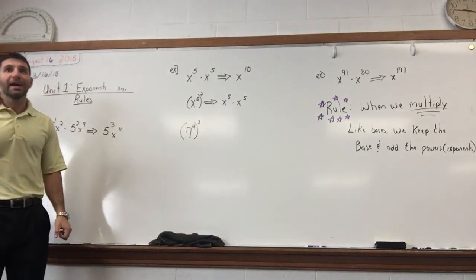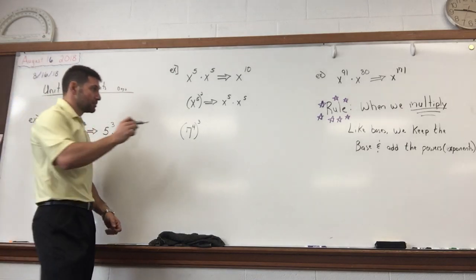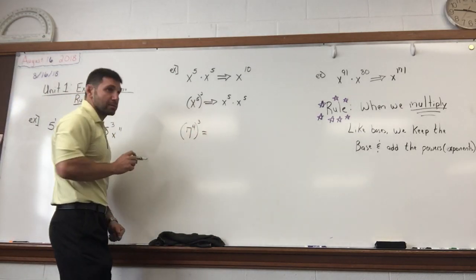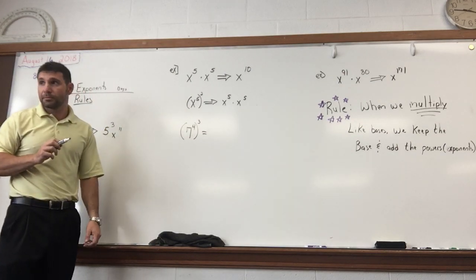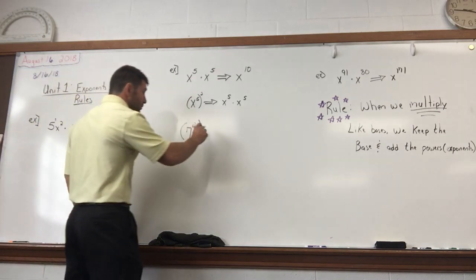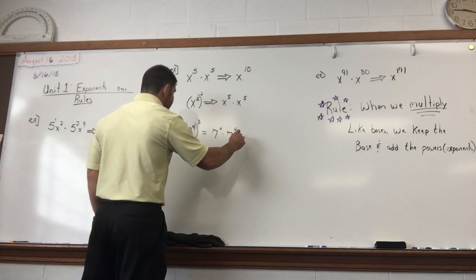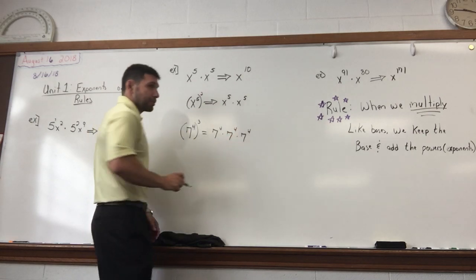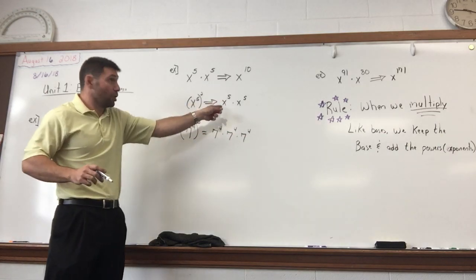What if I did 7 to the 4th raised to the 3rd power? How could I write that? Bryn? You got this. 3 7 to the 4th power. Yeah, so I'd write it 3 times. 7 to the 4th times 7 to the 4th times 7 to the 4th. Do we know the rule for this? We should know the rule here, right?